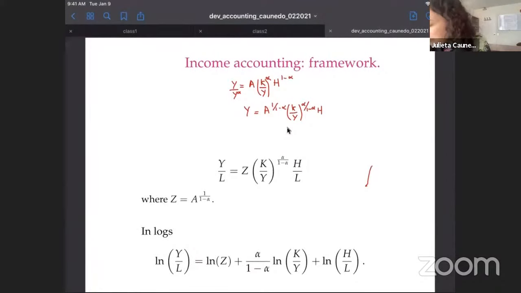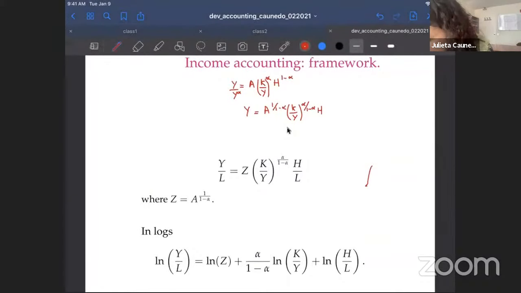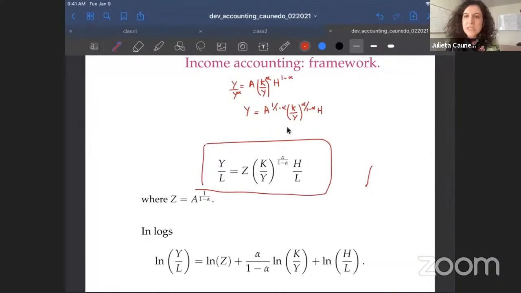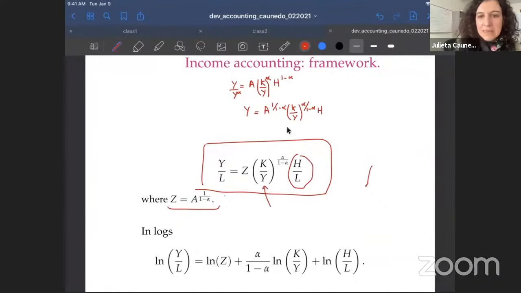Okay, and if I further divide by the headcount or the number of workers in the economy, that's L, I end up with the equation that I'm gonna be using for accounting throughout. What this equation says is that the amount of income per worker in an economy is gonna be a function of the efficiency of usage of factors, some modified function of the capital output ratio, okay, and my measure of human capital, okay? You can write this in logs if that helps the accounting, and I'll show you that, depending on what measure of the accounting you're gonna use, this might be useful. But for now, this is the equation that we're gonna be using throughout.